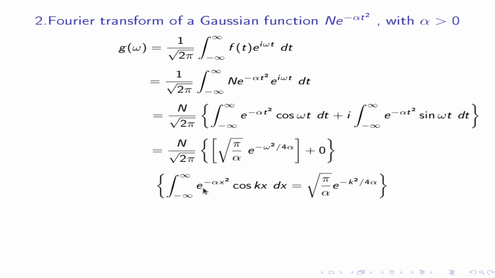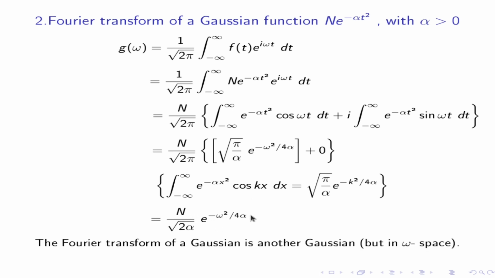Integral from minus infinity to infinity of e raised to minus alpha x square cos kx dx is equal to square root of pi by alpha e raised to minus k square by 4 alpha. Using this integral, here we have g of omega is equal to n by square root of 2 pi times root pi by alpha e raised to minus omega square by 4 alpha. That's equal to n by square root of 2 alpha e raised to minus omega square by 4 alpha. That means the Fourier transform of n e raised to minus alpha t square is n by root 2 alpha e raised to minus omega square by 4 alpha.